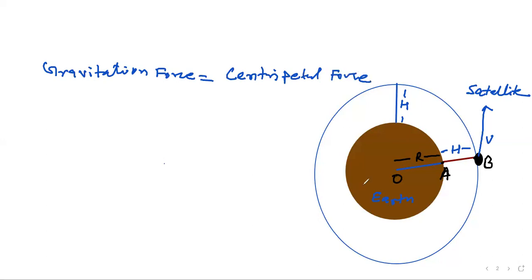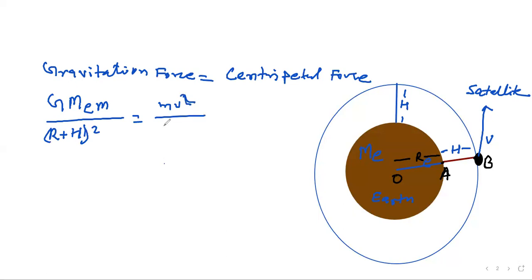So for gravitational force, for our convenience, we take the mass of Earth as ME and the radius as RE, E for Earth. So the gravitational force will be G ME into small m, where small m is the mass of the satellite, upon the distance (r plus h) squared, equal to mv square by r. Actually, it is r plus h.